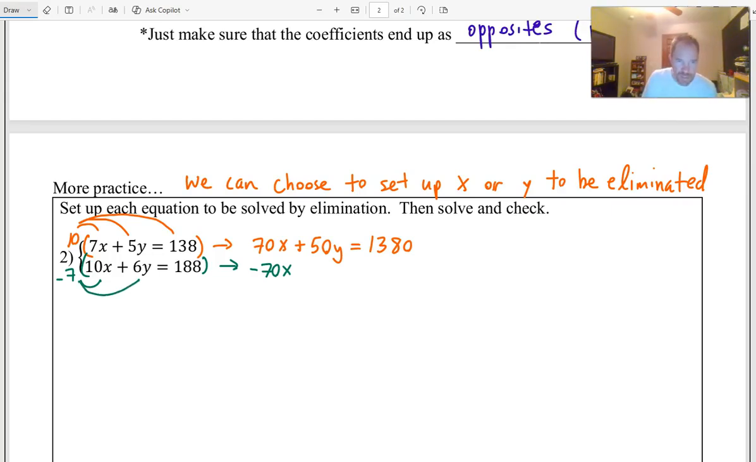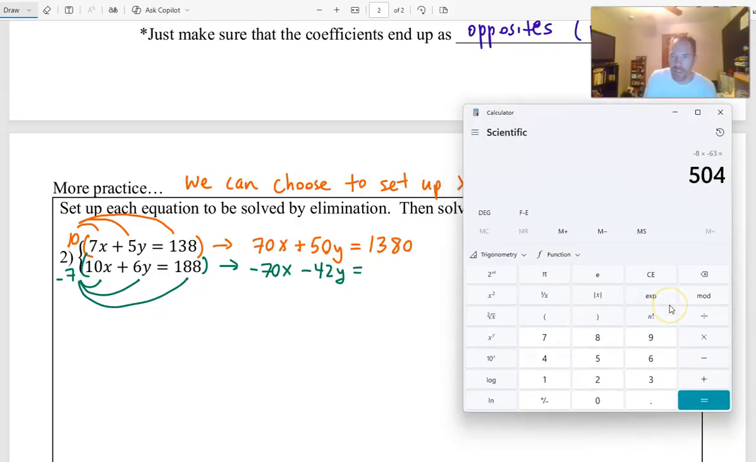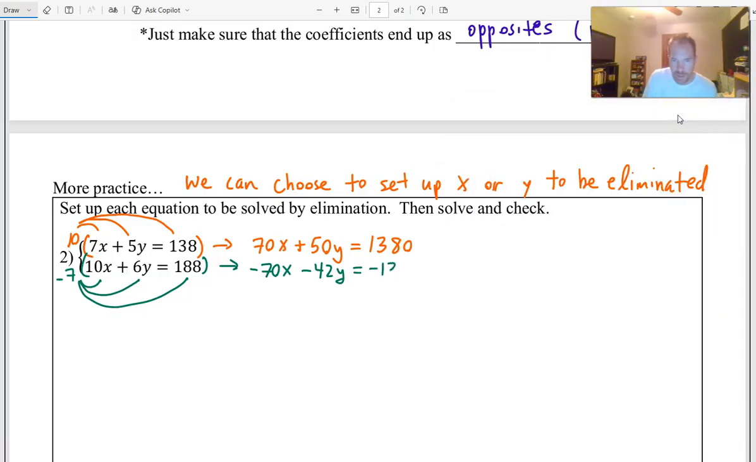Negative 7 times 6y, that's going to be a negative 42y, and then that will equal negative 7 times 188. Got to check the calculator on that one. Negative 7 times 188, negative 1316. All right, but now I'm set up. Now I'm ready for elimination. So I encourage you, pause the video at this point, see if you can finish solving this, and otherwise I'm going to go quick.